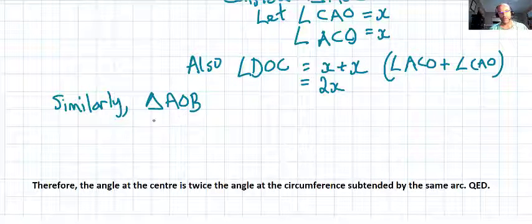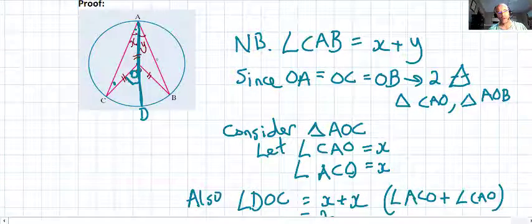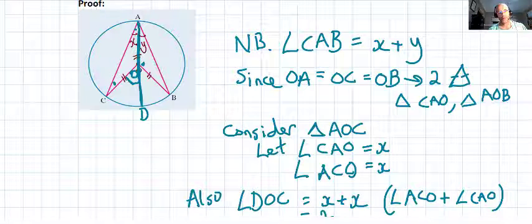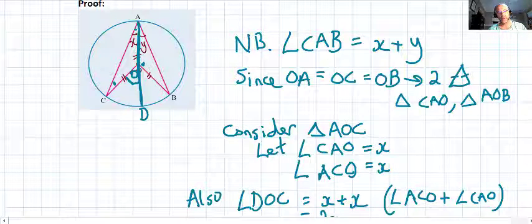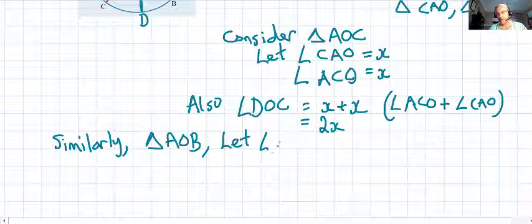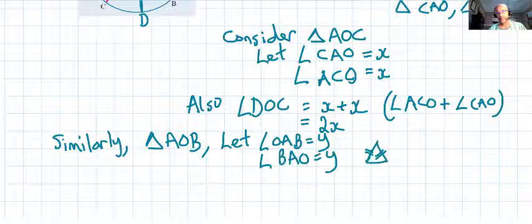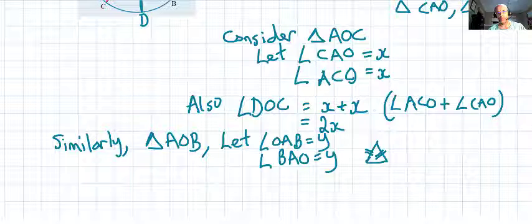Similarly with triangle AOB on the right hand side there, just quickly looking back in case you've forgotten, we said let angle OAB equal y. We said that a little bit earlier on. Angle OBA will also equal y because of the same reason given before. With the other side, we have an isosceles triangle because of the two radii, so we can put that little isosceles symbol there.